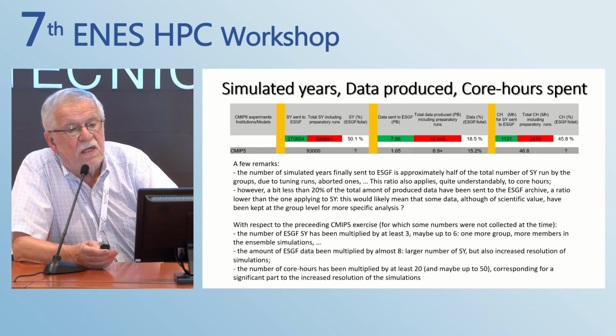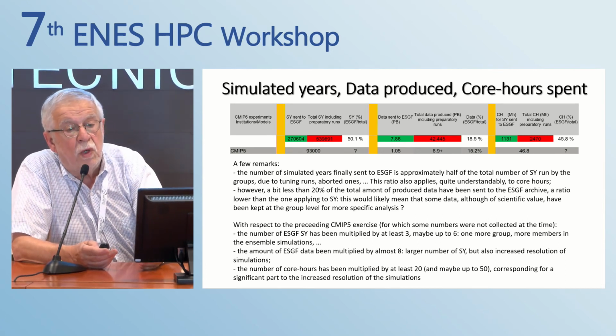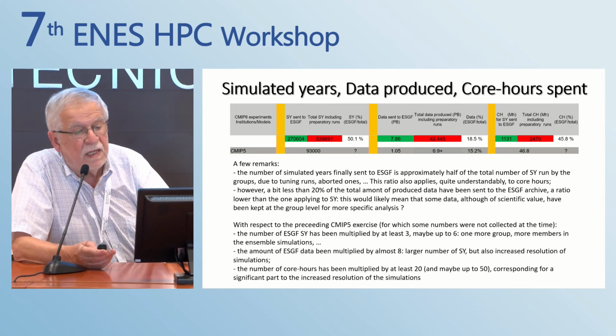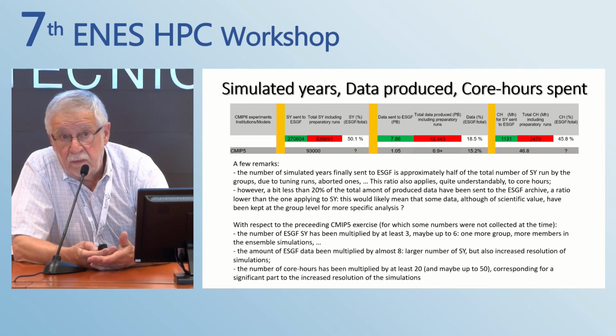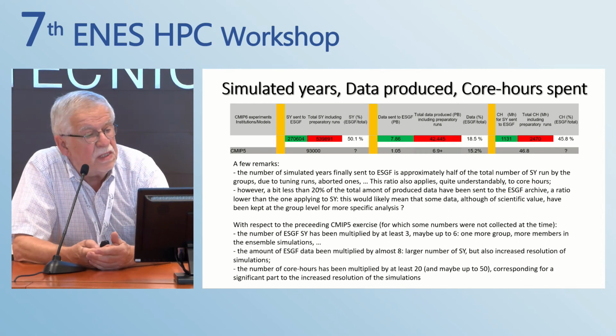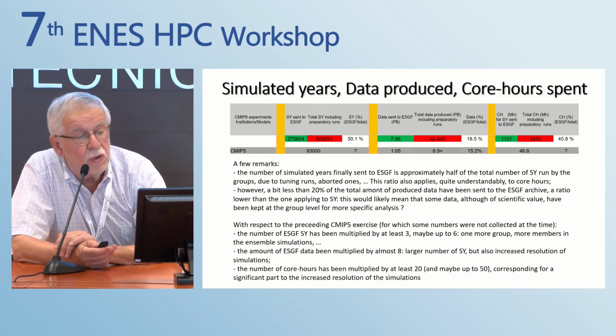Now, if you look at the last column concerned with core hours, you see that the ratio between final runs or published runs and total runs is also of the order of 50%, like it was for the simulated years. But in comparison between 6 and 5, you see that the number of core hours has been multiplied by at least 20 and maybe up to 50, which is a very, very significant increase, corresponding to a quite significant part to the increased resolution of the simulation.